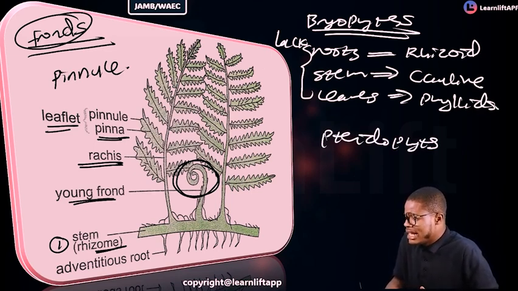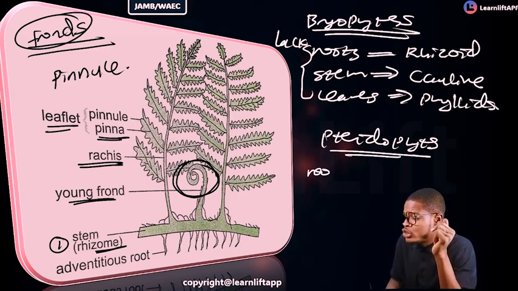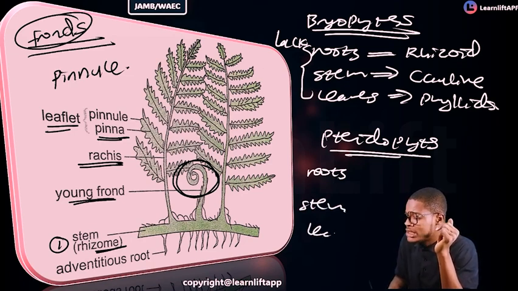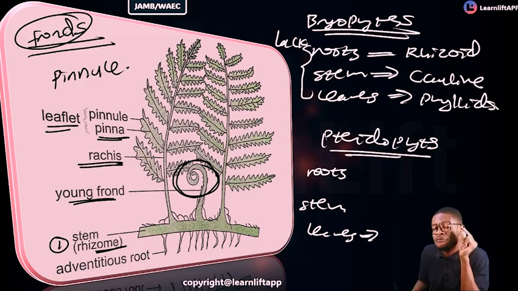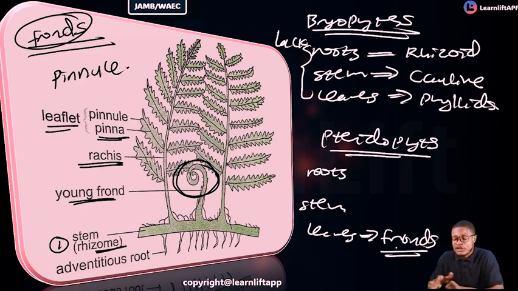If you come to your pteridophytes, follow me. Number one, pteridophytes have true roots. Pteridophytes have true stem. Pteridophytes have true leaves, right? The leaves of pteridophytes are called fronds. Pronounce it with fronds. F-R-O-N-D-S. Fronds.